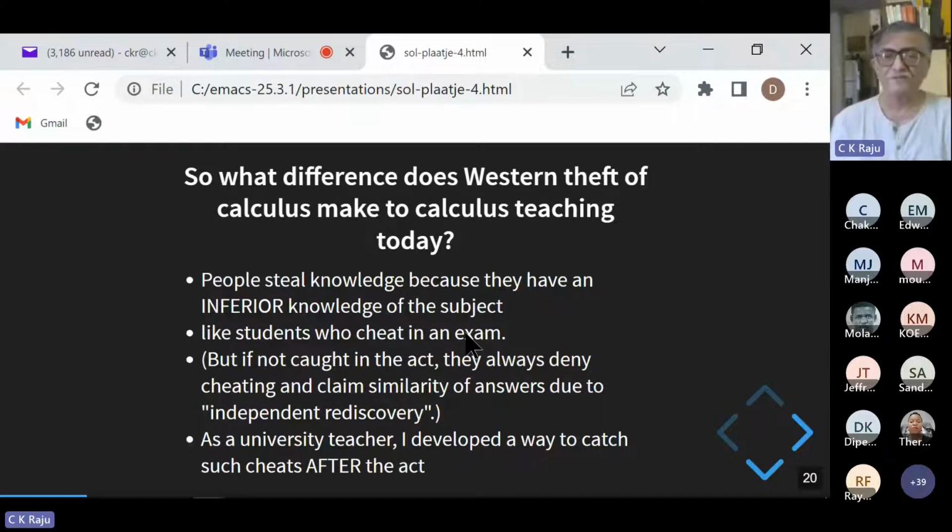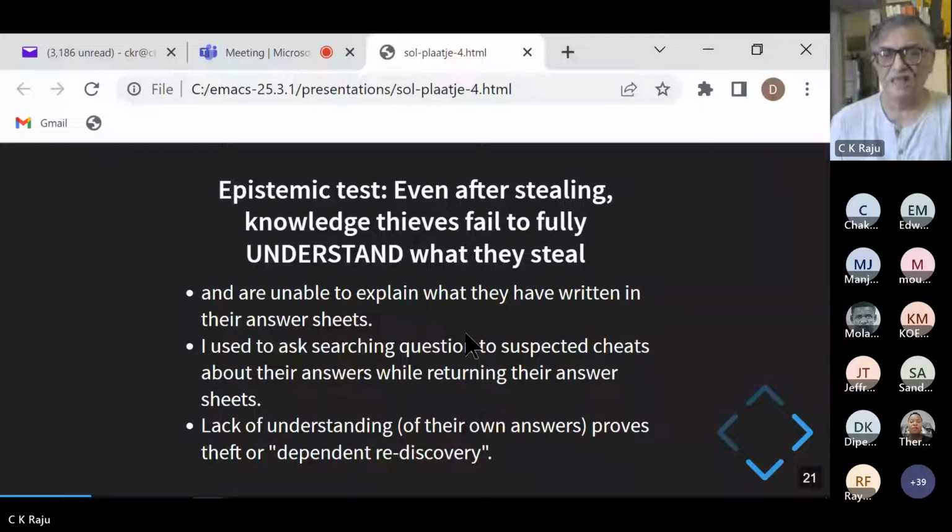So as a university teacher, I could not really invigilate in such a big class. So I developed a technique to catch thieves after that, and that is my epistemic test: even after they have stolen the knowledge, thieves fail to understand what they steal. This is a very critical point. If you ask them questions, what have you written here, what does this mean, and so on, they fumble. And that lack of understanding is proof that they stole, or that they made a dependent rediscovery.